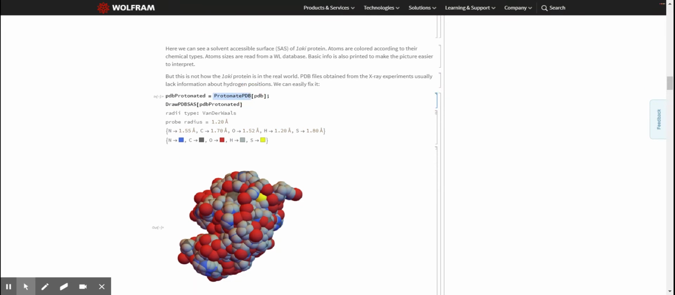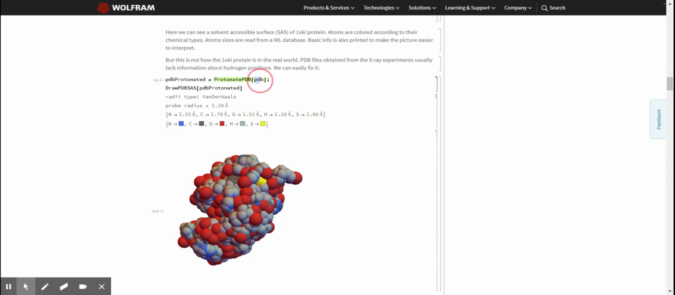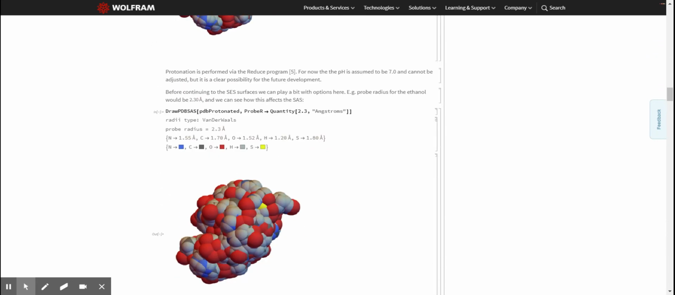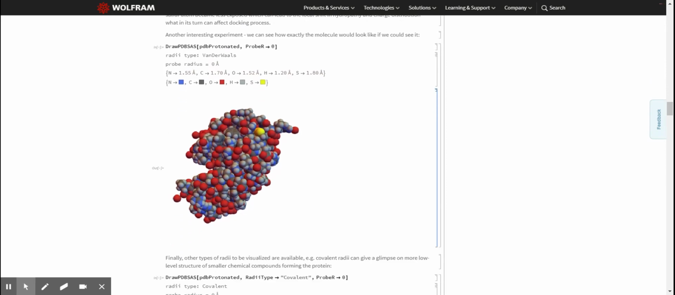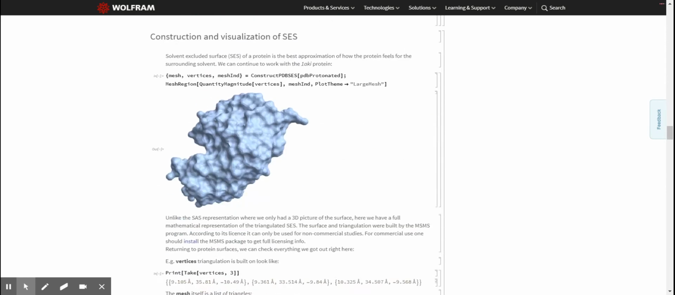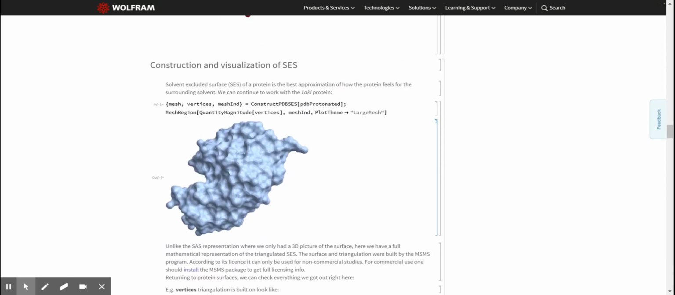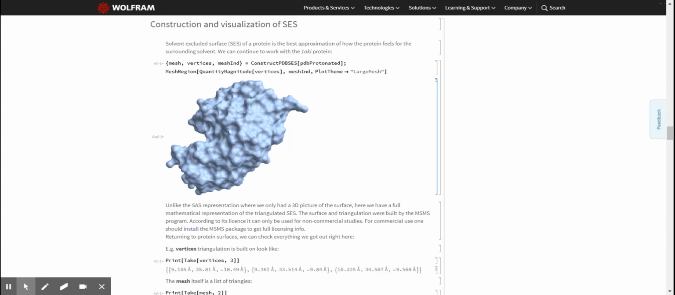And so we can protonate our downloaded protein with my function and draw it again. And here is, we hope, more or less how it would look in the real world. Also, there are a few additional parameters you can play with, but we don't have time. So let's move on to the second type of surface, the solvent excluded surface.